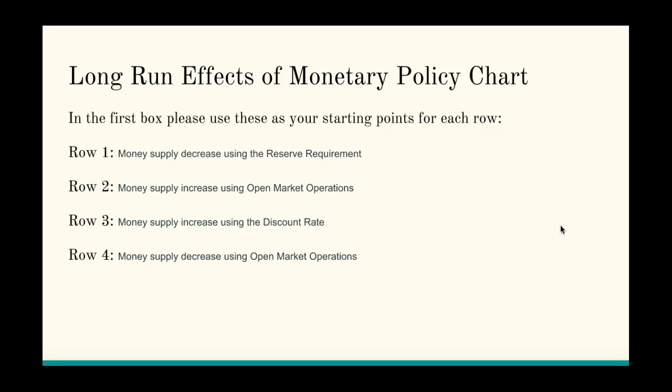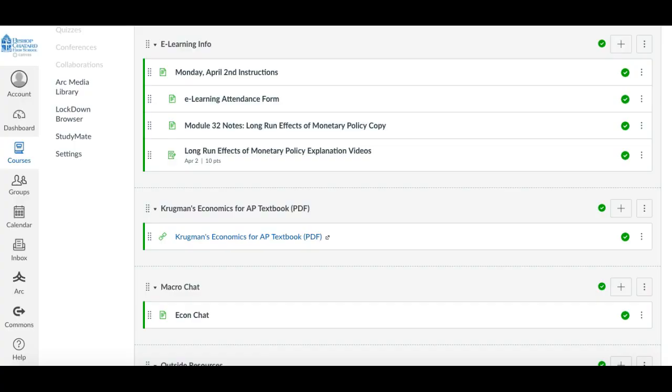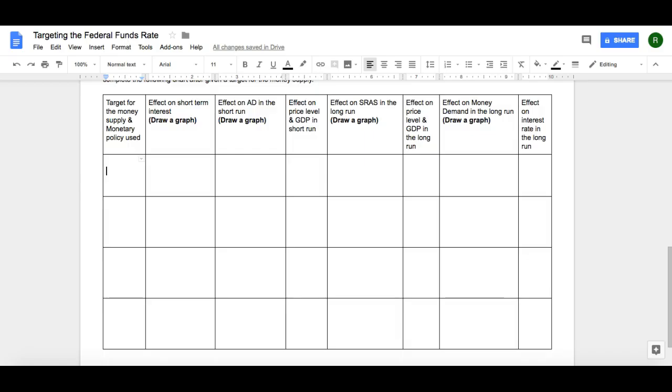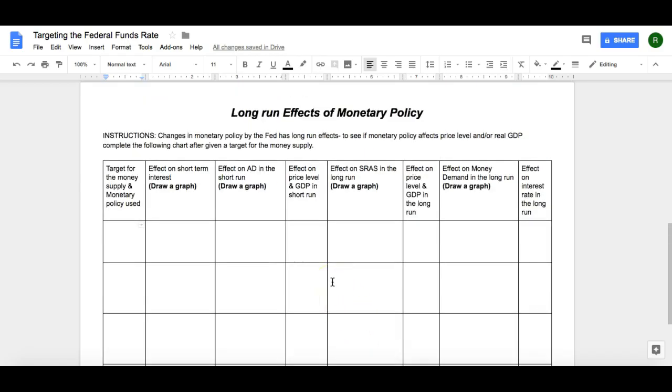Once you are finished filling out your chart and then you record your explanation, I want you to submit your explanation on Canvas where it says long run effects of monetary policy explanation videos. I want you to explain it there, that way I know whether or not you understand what you're doing. When I see you in class the next time, I'll hopefully be able to have time to look at what you guys submitted, and we'll talk about what you actually found as far as trends with the long run effects of monetary policy.